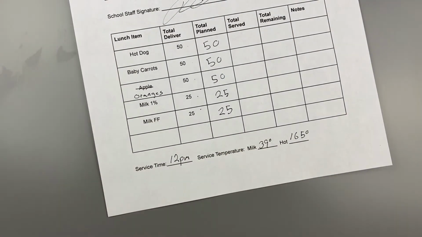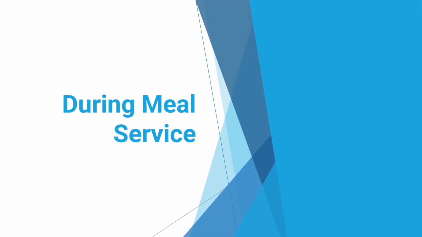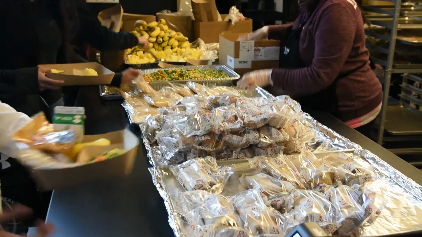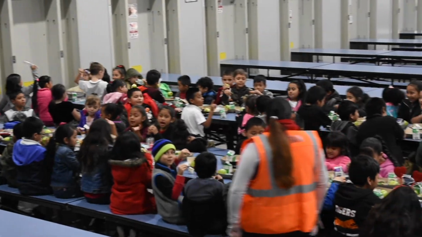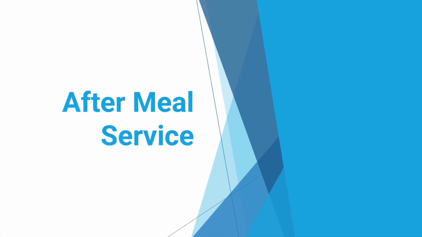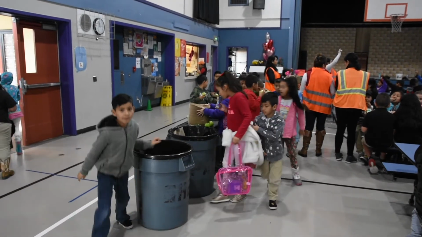Now you're ready to welcome students into your cafeteria and serve. During meal service, you should keep your production record paperwork nearby while you are serving. If there are dropped or damaged meals, make a note when it happens because your counts will be off later and you'll want to remember why. After meal service. After all the students are offered a meal, you can start your cleanup process by counting and recording your meals left over.